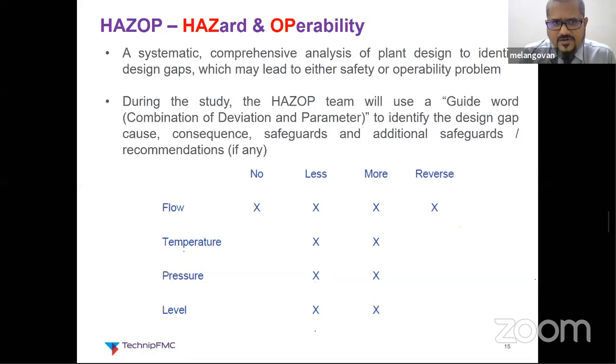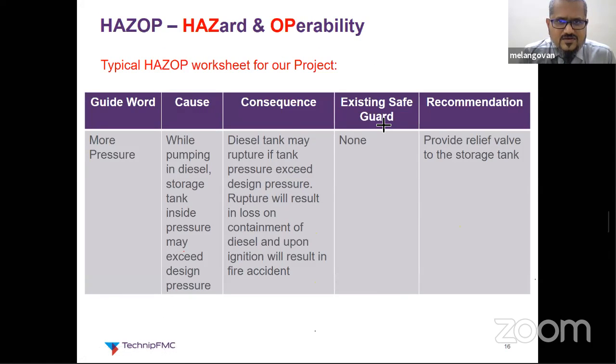Let's do a sample HAZOP for the system we are studying. Let's say we select more pressure as a guide word. So this is my HAZOP worksheet for the guide word more pressure. So what may cause the more pressure? I am now studying the tank as a node. Before doing this HAZOP study, we need to split the whole process scheme into nodes, so that the HAZOP study will be streamlined, because doing the HAZOP for the entire plant may be too difficult.